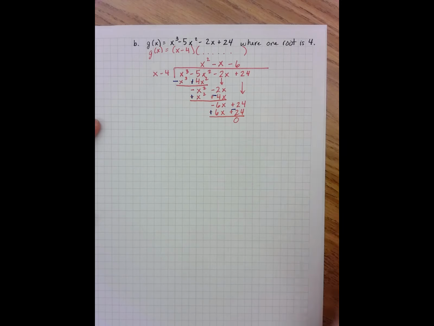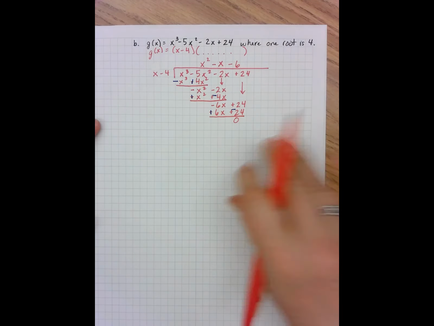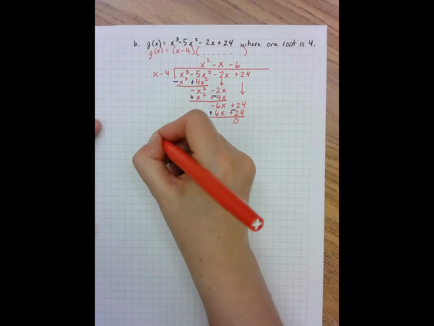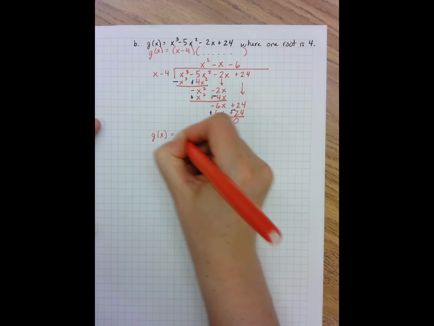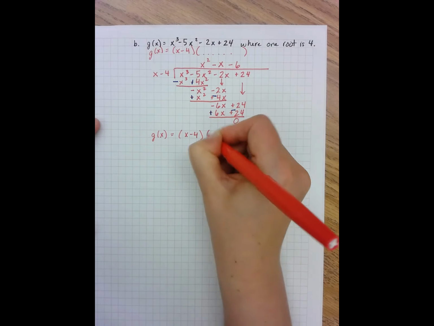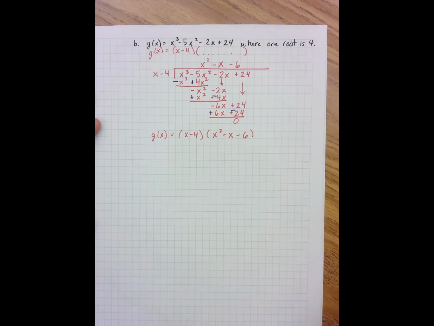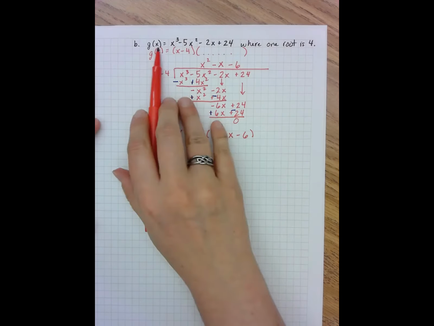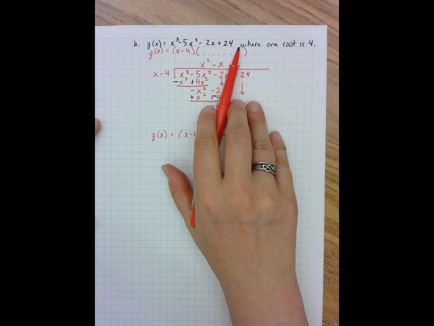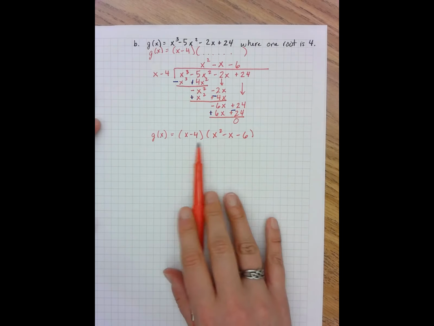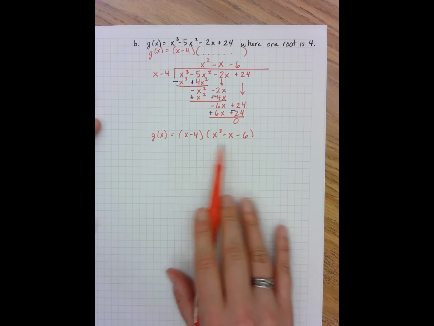Which I expected since they told me 4 was a root. In fact, if I didn't get 0, I would have to assume either that they made a mistake or that I've made a mistake somewhere in my math. So now I can rewrite g of x as x minus 4 times x squared minus x minus 6. If I multiplied this out, I'd get the original function. That's what this process does. It breaks down the original function into multiplication, into factors.